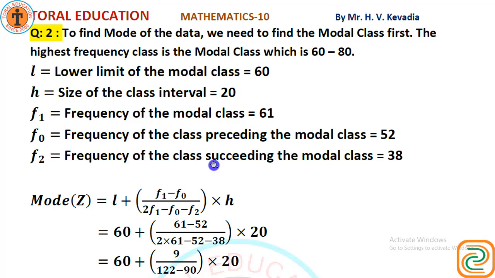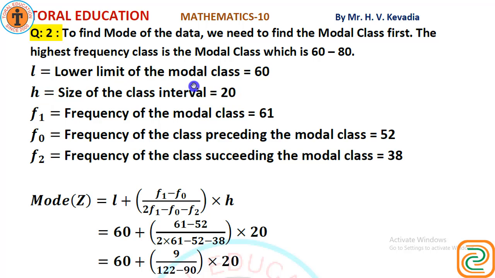The following data gives the information on the observed lifetimes in hours of 225 electrical components. Determine the modal lifetime of the components. Modal, that means mode. To find the mode of the data, we need to find the modal class first. The highest frequency class is the modal class, which is 60 to 80. Look here in the textbook. The class 60 to 80 has the highest frequency, 61. Right? Now we take the data.